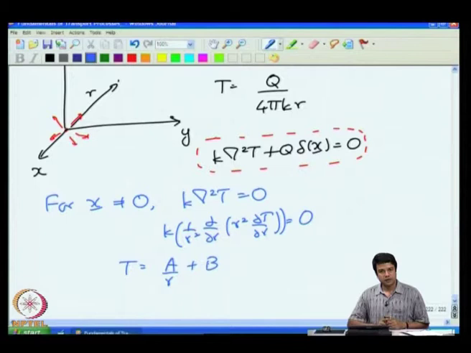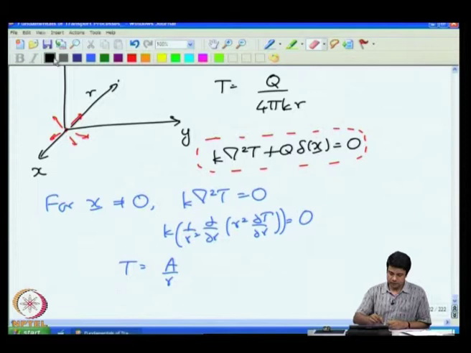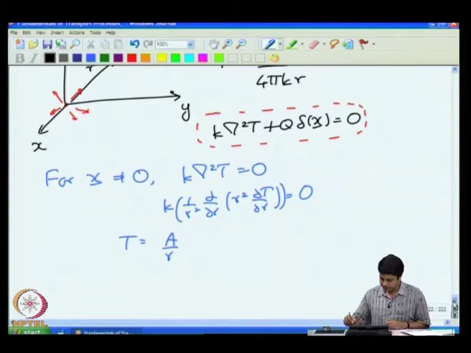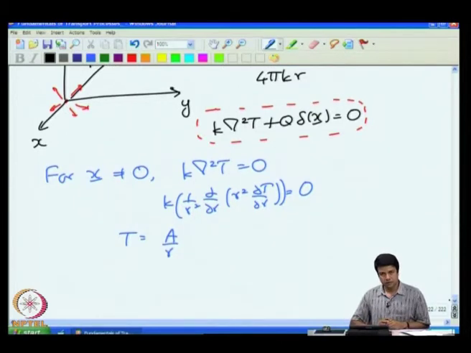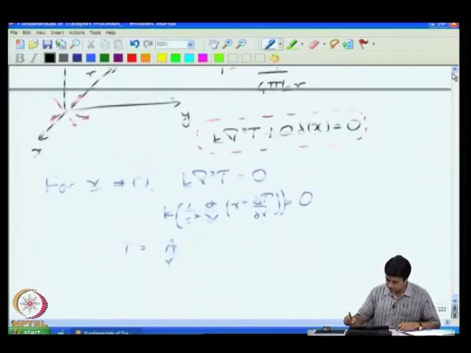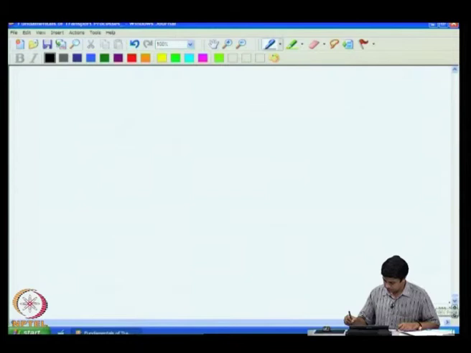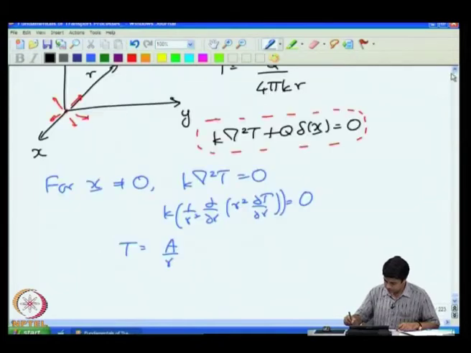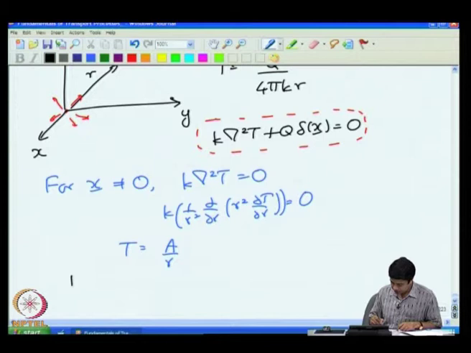And if I define my temperature in such a way that the temperature goes to 0 at a large distance from the origin, then the constant B has to be equal to 0. Therefore, the solution is simply of the form T is equal to some constant divided by R. How do I relate this constant to Q? It can be done in the following way. I have K del square T is equal to minus Q delta of x.